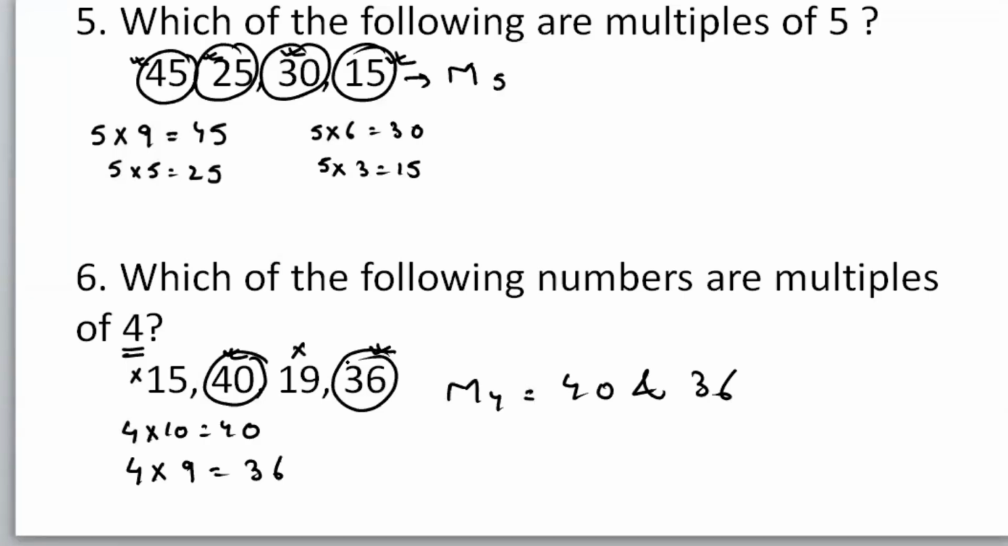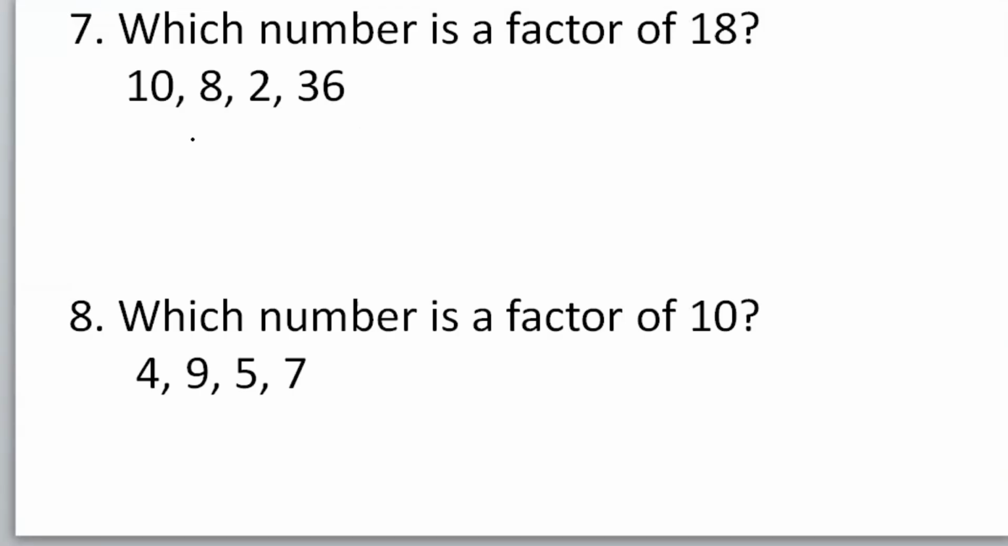Okay, now you understand how we can find the multiples. Now come to question number 7 and see what it is saying. It says which number is a factor of 18? We have to find from the given options 10, 8, 2 or 36 the factors of 18. So how can we find it if options are given? We have to see whether these numbers divide 18 evenly or not.